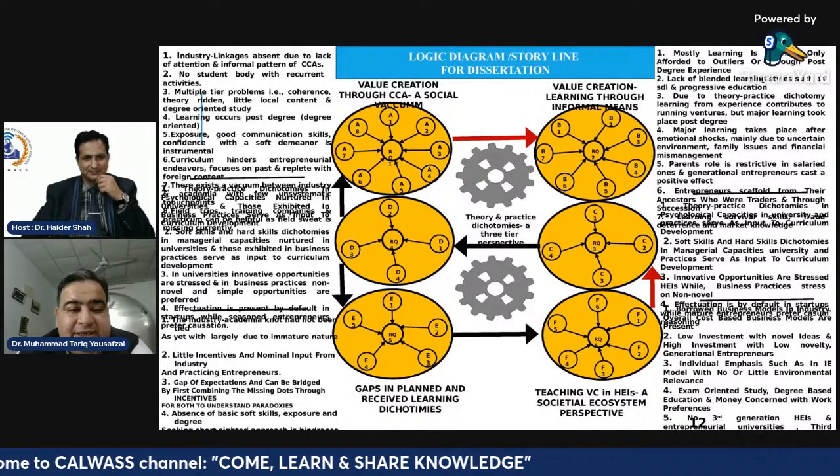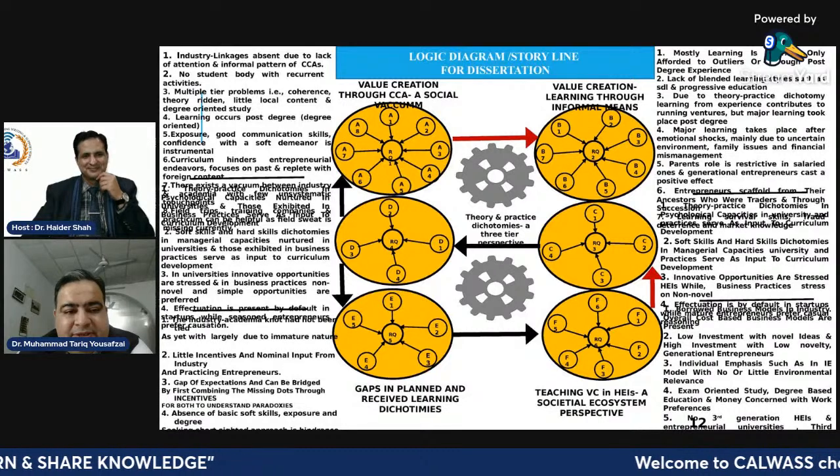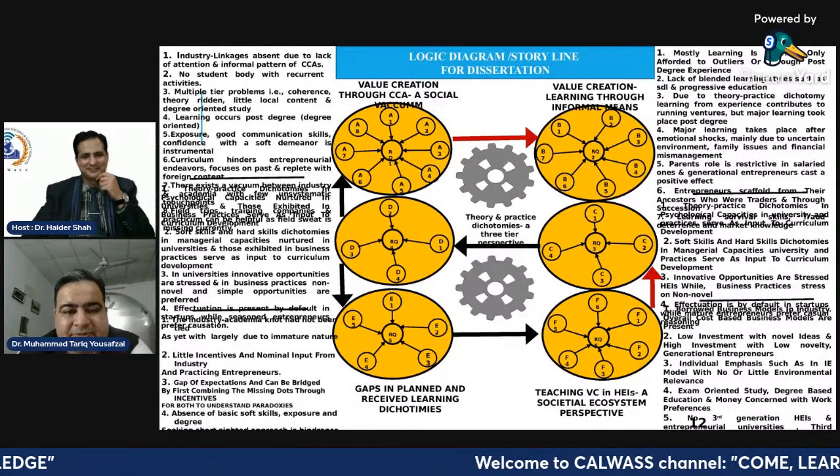Now, here is a tricky thing. This is a logic diagram. Forgive me for some text overlap. It was okay in the original PowerPoint, but over here it is showing a bit congested.